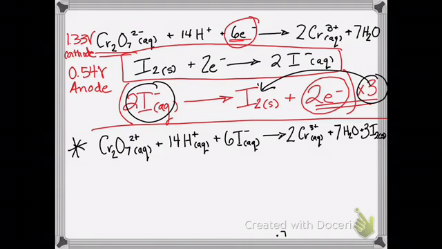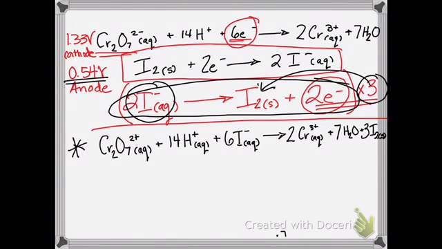And here's a really good question for you. When you have to multiply the reaction, like this iodine reaction that I had to multiply by 3 to make the number of electrons balance out, do you think that's going to have any effect on the voltage? Well, the correct answer here is no.